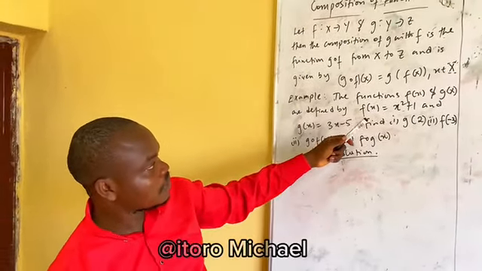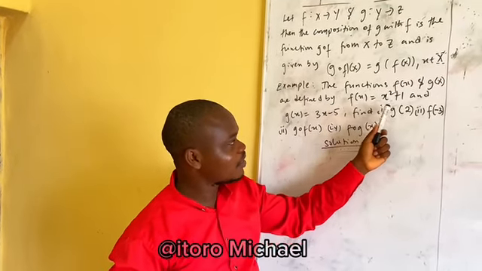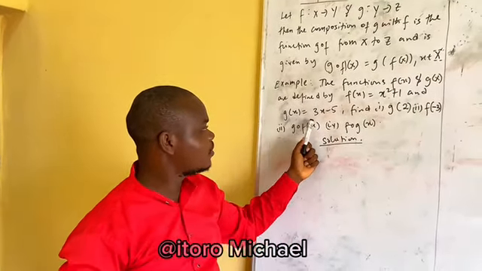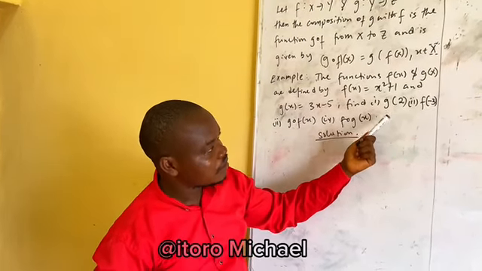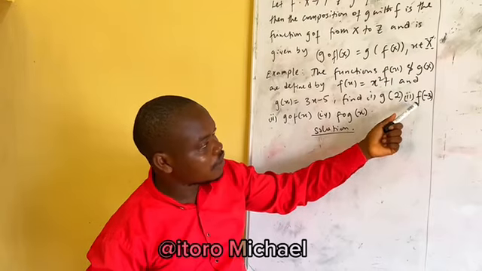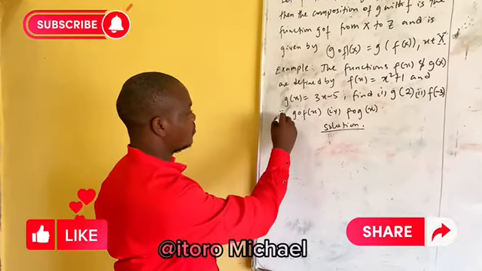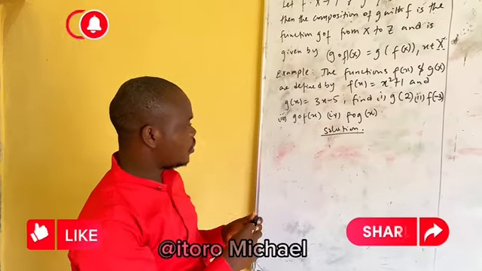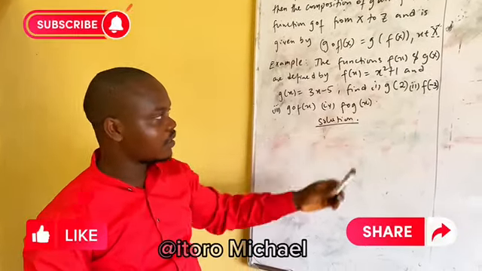Example: the functions f of x and g of x are defined by f of x equals x squared plus 1 and g of x equals 3x minus 5. Find (i) g of 2, (ii) f of minus 3, (iii) g o f of x, and (iv) f o g of x.